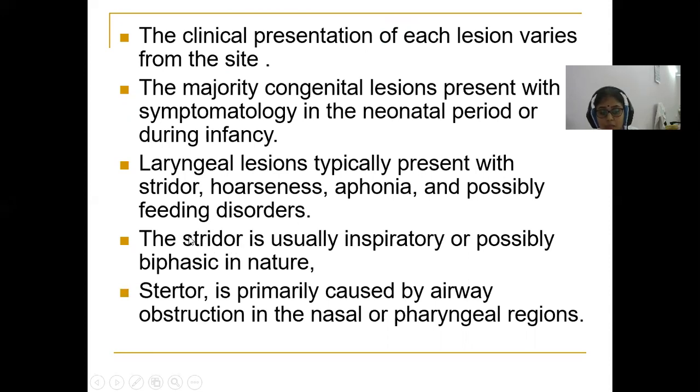It's a noisy breathing that is produced whenever there is a partially obstructed airway at the level of larynx, trachea, and or bronchi. Whereas stertor is a noisy breathing that is produced whenever there is obstruction at the level of nose, nasopharynx, or hypopharynx, oropharynx also.